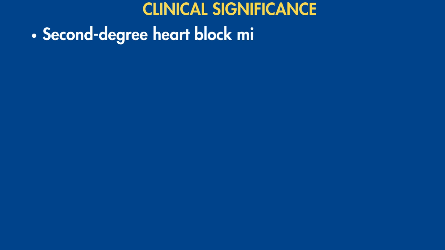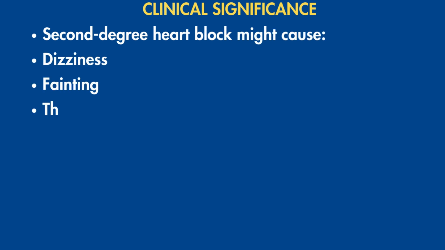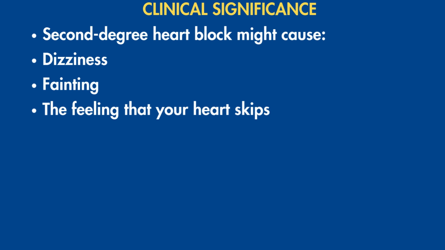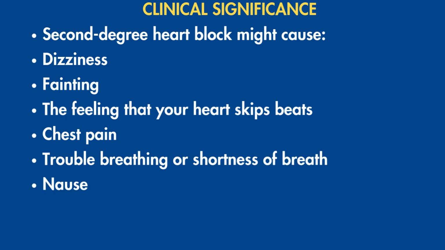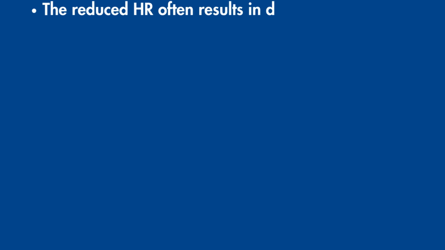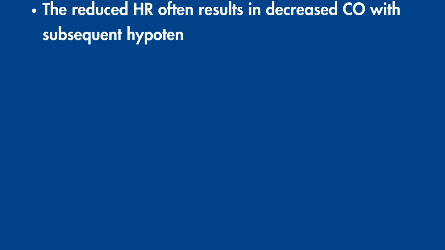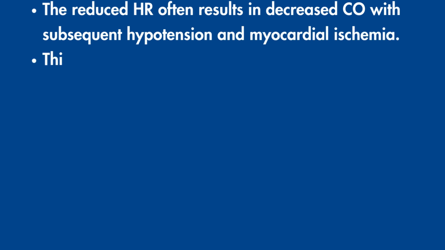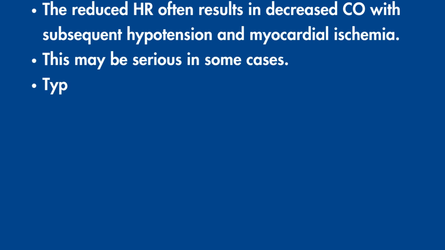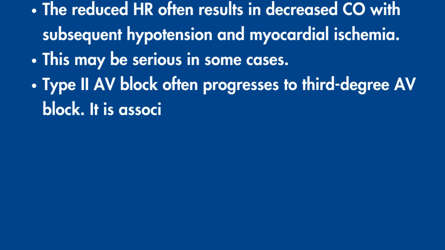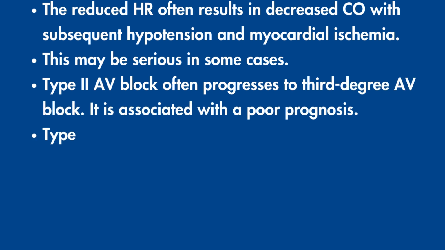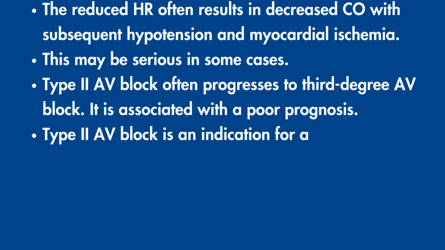Second-degree heart block might cause dizziness, fainting, the feeling that your heart skips beats, and chest pain. The patient may have trouble breathing or shortness of breath. Patient may have nausea and fatigue. The reduced heart rate often results in decreased cardiac output with subsequent hypotension and myocardial ischemia. This may be serious in some cases. Type 2 AV block often progresses to third-degree AV block. It is associated with a poor prognosis. Type 2 AV block is an indication for a permanent pacemaker.